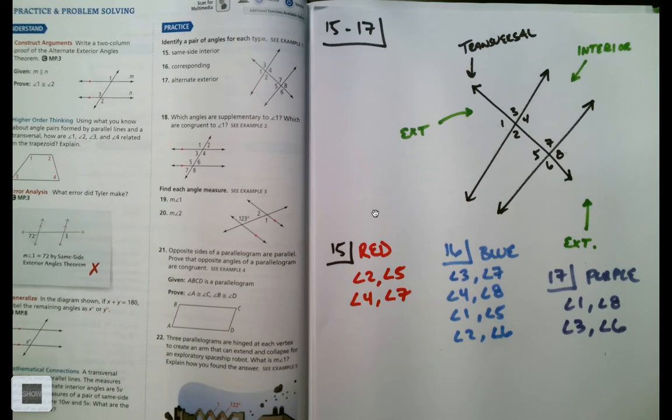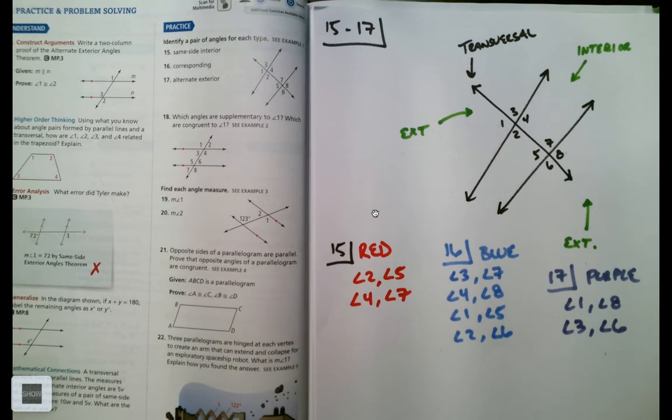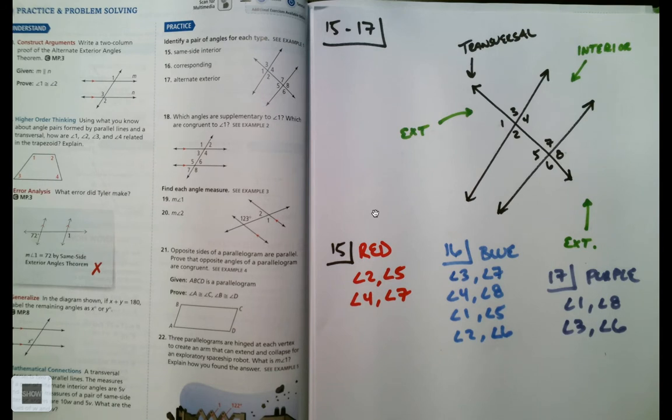All right. Number 18, which angles are supplementary? Remember, complementary means the angles add up to 90 degrees. Supplementary means that they add up to 180. Which angles are supplementary to angle 1, which are congruent? Again, congruent just means equal. Which ones are congruent to angle 1?